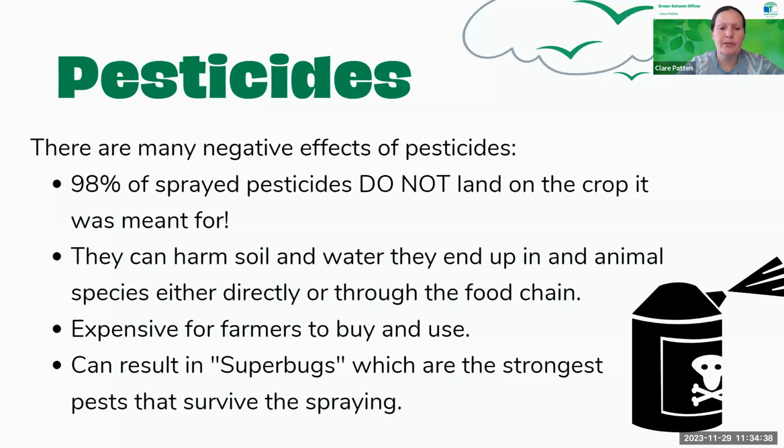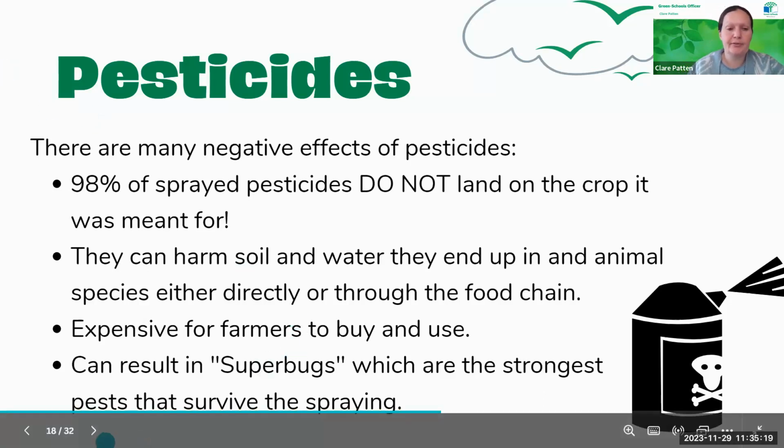Another really negative thing about them is that they can result in superbugs. These are the pests that aren't killed by the pesticide, they're the only ones that are left. So they're the really strong ones that survive. And then because only the really strong ones survive, they end up reproducing and making more and more of those strong superbugs. And then all of a sudden the farmer has to buy more pesticide and that's more expensive to try and kill off the pests, or buy a stronger pesticide that might be more harmful to the soil and to the water. So it can be a bit of a chain reaction.